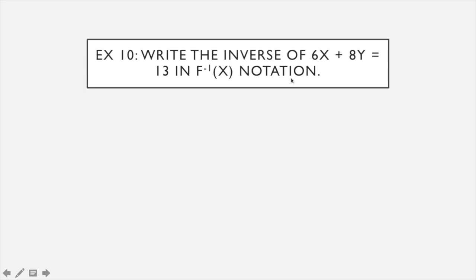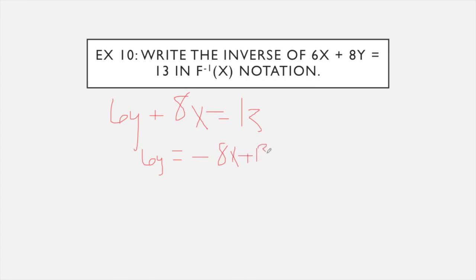One more quick one to look at. We can do the inverse function of this example as well. So let's quickly do that. So to do that, we'll switch x and y. So if we do that, 6y plus 8x equals 13. Get y by itself, so we will get 6y equals -8x plus 13. And if we divide all that by 6, we will have this expression here.